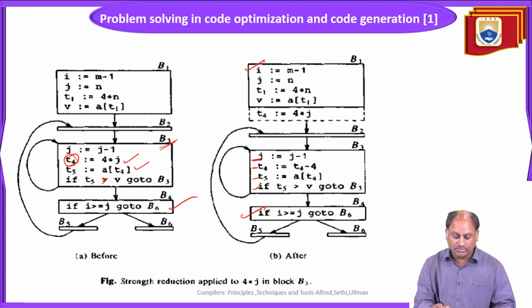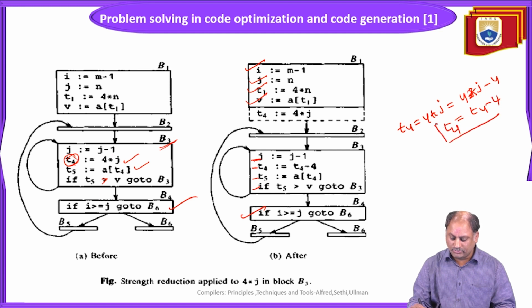Now in this case, block B1, the statement is to be kept as is, J also kept, T1 equal to V. The only difference here is block B3, where T4 is assigned 4 star J. Now what is J? J equal to J minus 1, so 4 star J becomes 4 star J minus 4. What is 4 star J? That is T4. So T4 equal to T4 minus 4. That is to be kept as a statement.